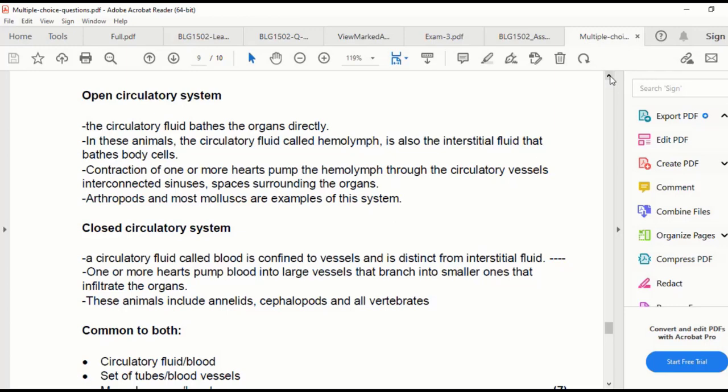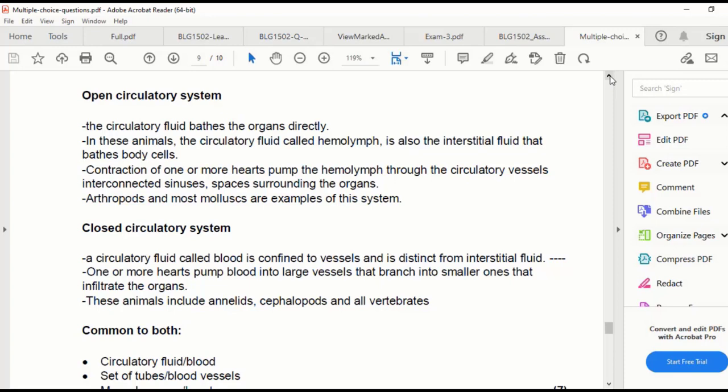You need to know exactly, if the question just says to name an example of an organism with an open circulatory system and a closed circulatory system, you can just mention that in the open circulatory system there are arthropods and some molluscs, but in the closed circulatory system the animals include annelids, cephalopods, and all vertebrates. But for the sake of this question, they need you to explain what those open and closed circulatory systems are, and chances are that it's going to resurface once more where you're going to have to explain most of these.